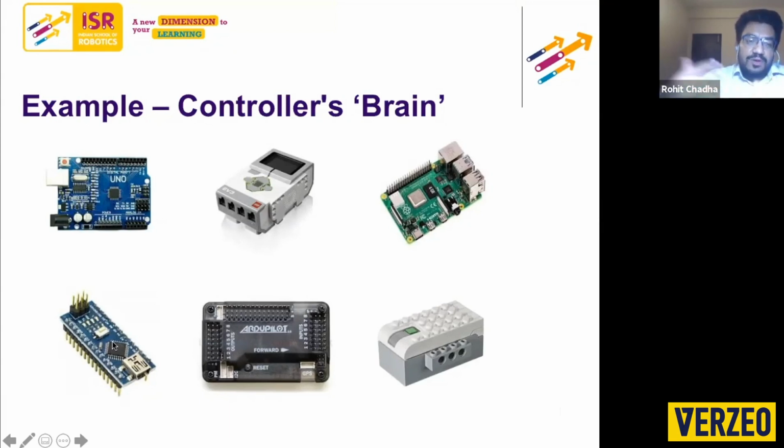Now, how will you know which kind of brain you have to use? If I want to make a device which is very small, I'll go for Arduino Nano. The size is small. If I want to go for something where I need to process a lot of data and attach a lot of sensors, I may go for Raspberry Pi. This is the Raspberry Pi. If I'm making a drone, I'll go for Ardu Pilot. And there are other brains like Lego EV3 and Vido. So there are a lot of brains. Yes, Abhishek, Uno is for basic.